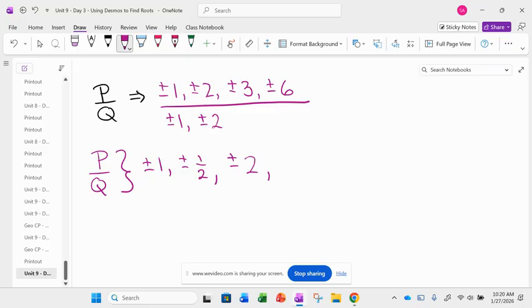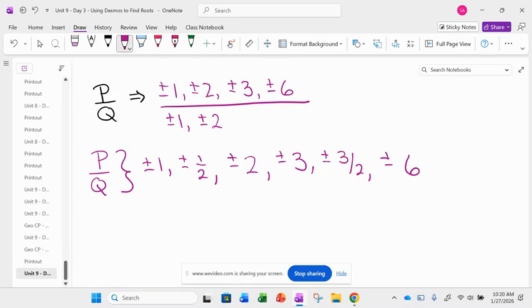Should I write plus minus 2 over 2? Should I write that down? No, because what is 2 over 2? 1. Isn't that already written? So I don't need to write that again. Now we're going to have plus minus 3, plus minus 3 over 2, plus minus 6, and then 6 over 2 is 3, so that's already taken.